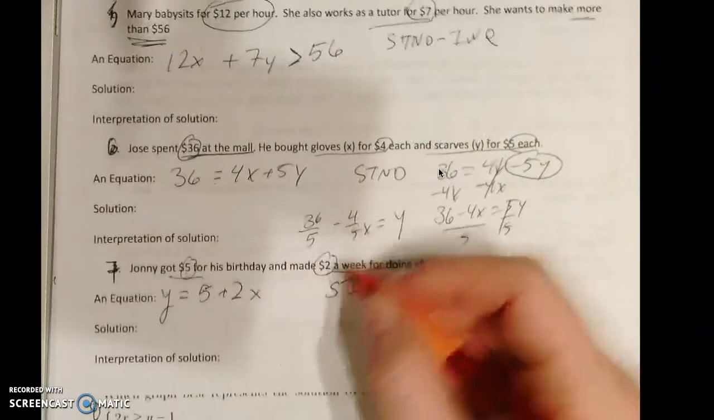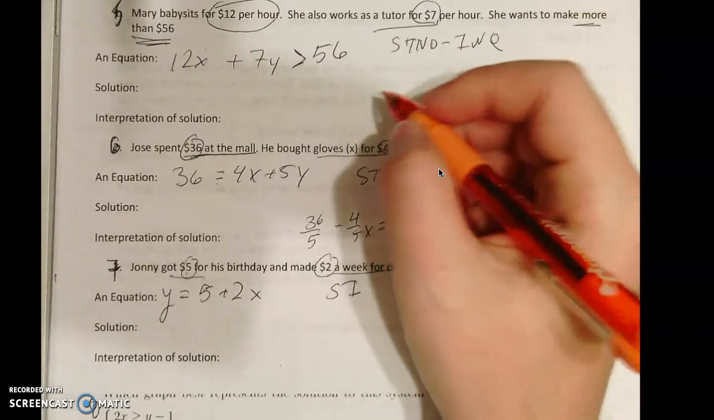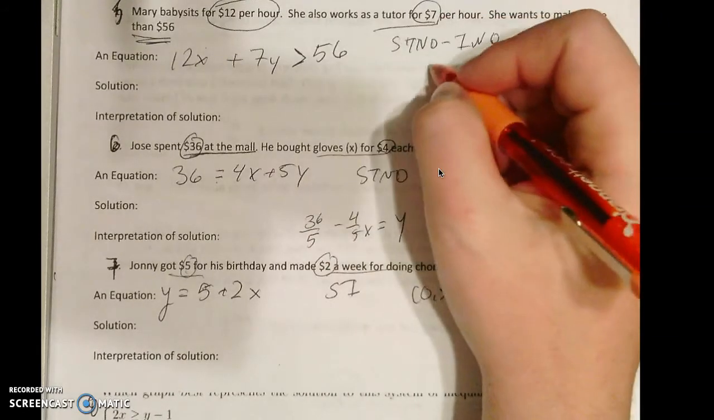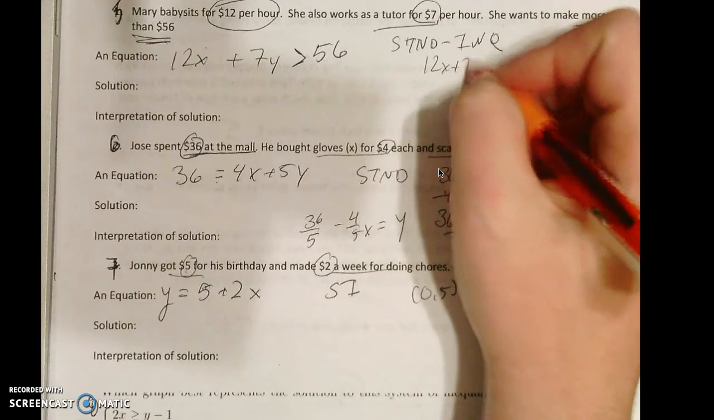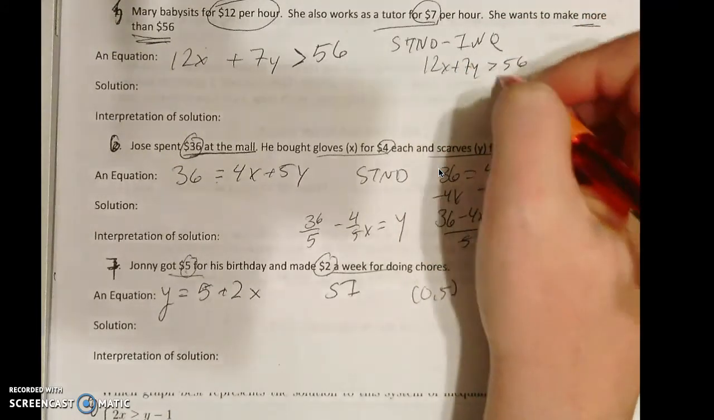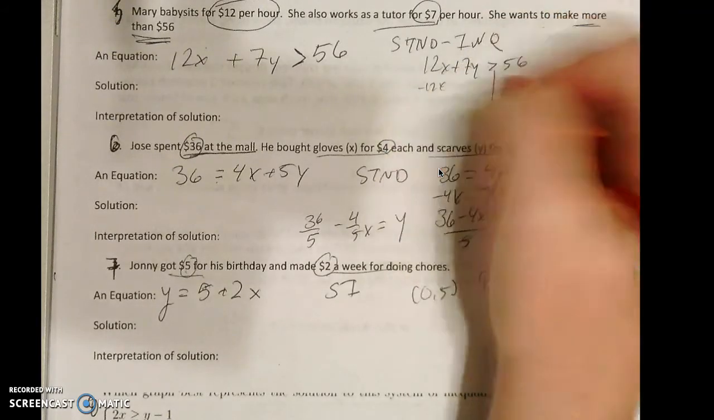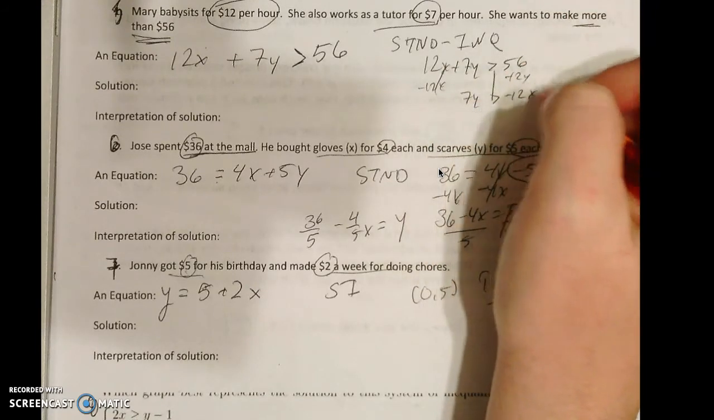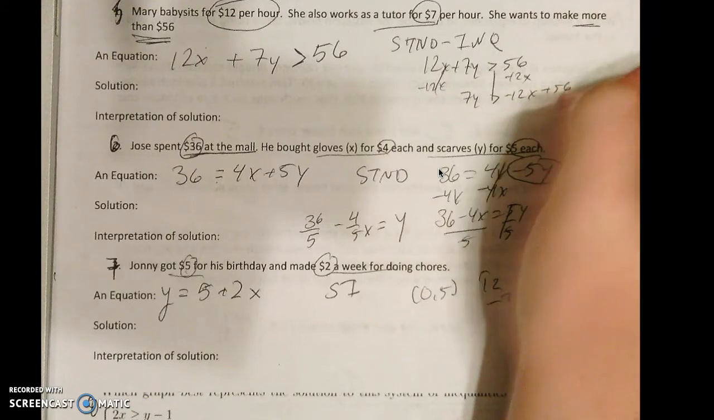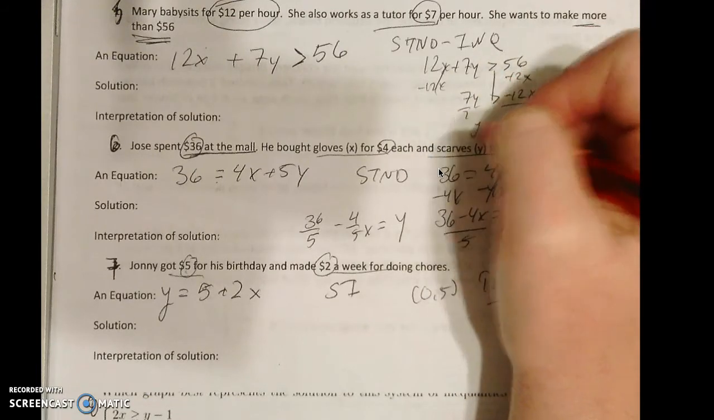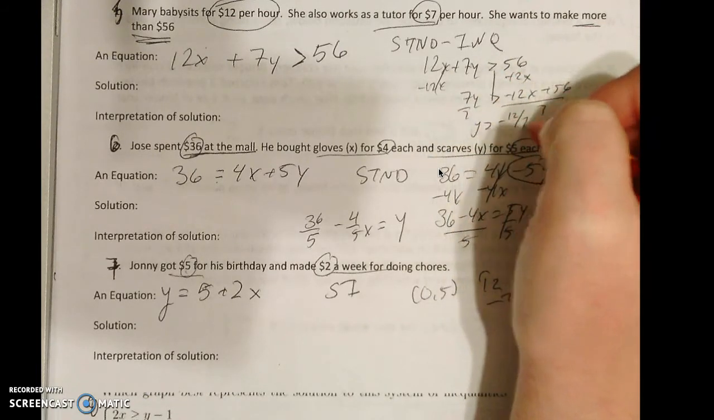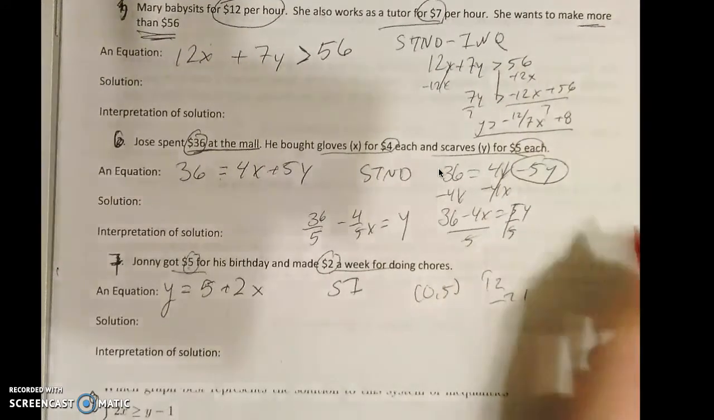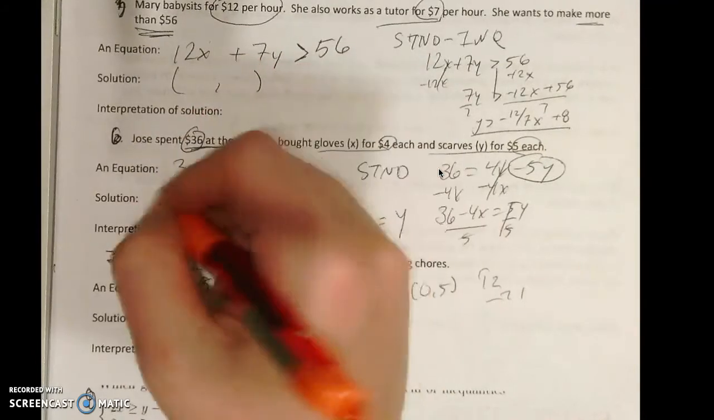Sorry, guys. And then here, same thing. 12x plus 7y is greater than 56. Minus 12x, minus 12x. 7y is greater than negative 12x plus 56. Divide by 7, divide by 7. Y is greater than negative 12 over 7x plus 8. I would graph that. Once you graph it, write down a solution.